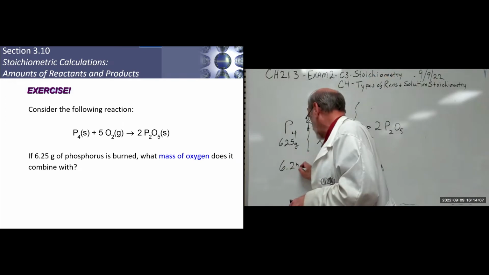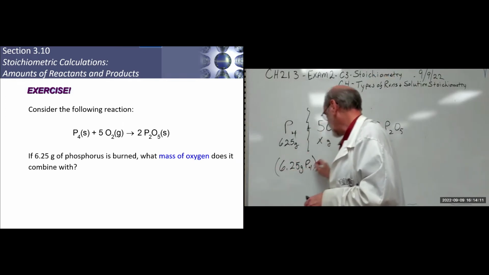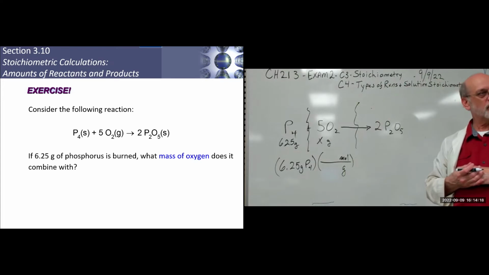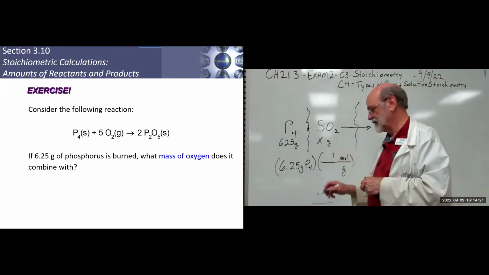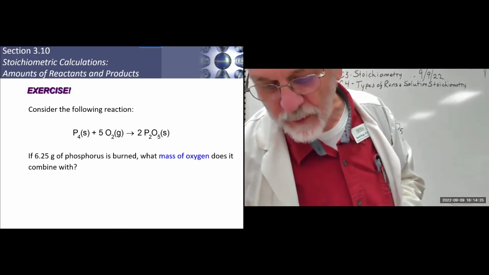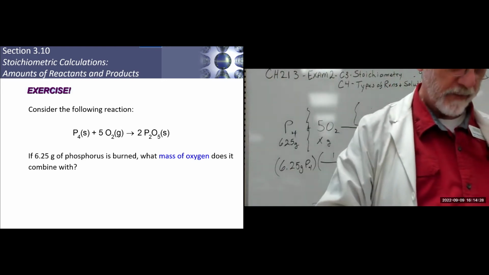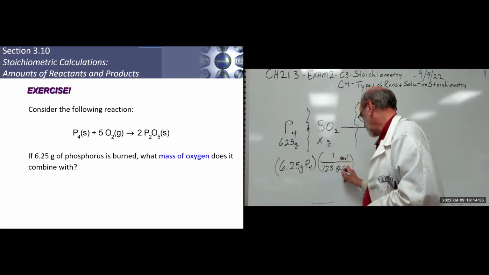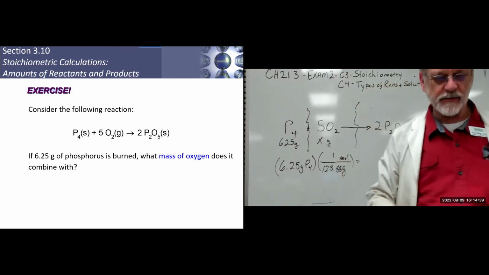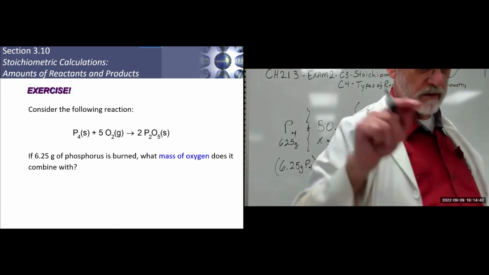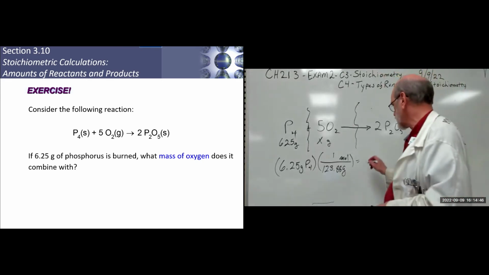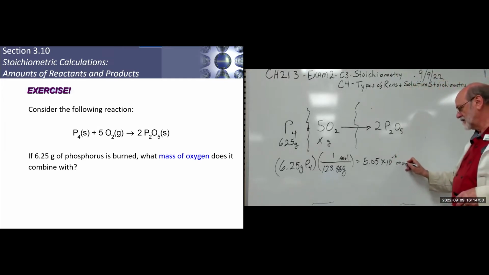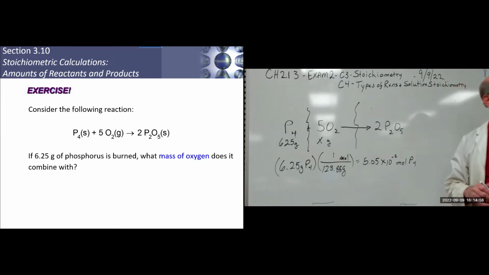Well, we've got 6.25 grams. Dimensional analysis. Cancel the grams, leave us with moles, correct? So we need to know the molar mass of P4. So we look it up. Phosphorus is 30.97 times 4, 123.88. There we go. So we divide that into 6.25, and we get 5.05 times 10 to the minus 2 moles of P4. That's how many moles of P4.